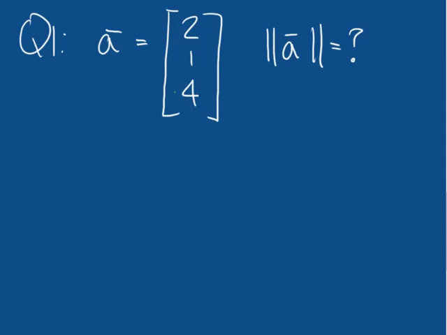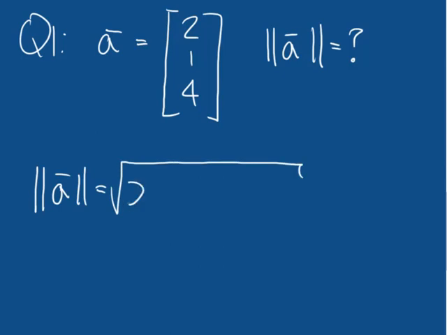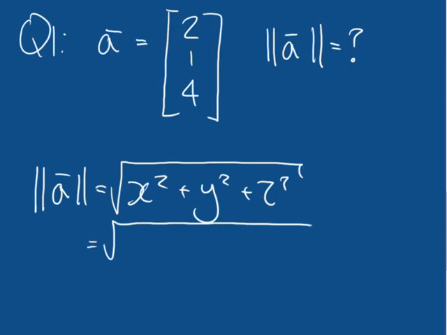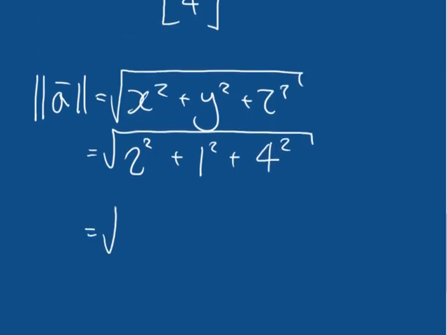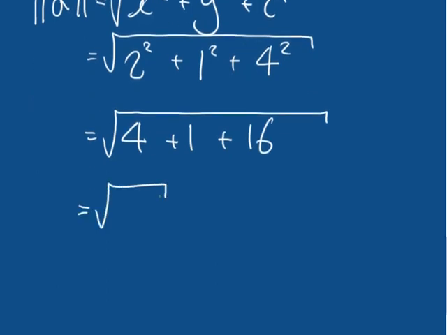Okay, welcome back everyone. So we know the magnitude of our vector A is going to be equal to the square root of x squared plus y squared plus z squared. That means it's equal to the square root of 2 squared plus our y component squared, so 1 squared, plus our z component squared, so 4 squared, which is equal to the square root of 2 squared is 4, 1 squared is 1, 4 squared is 16. So 4 plus 1 plus 16, which is equal to the square root of 21.